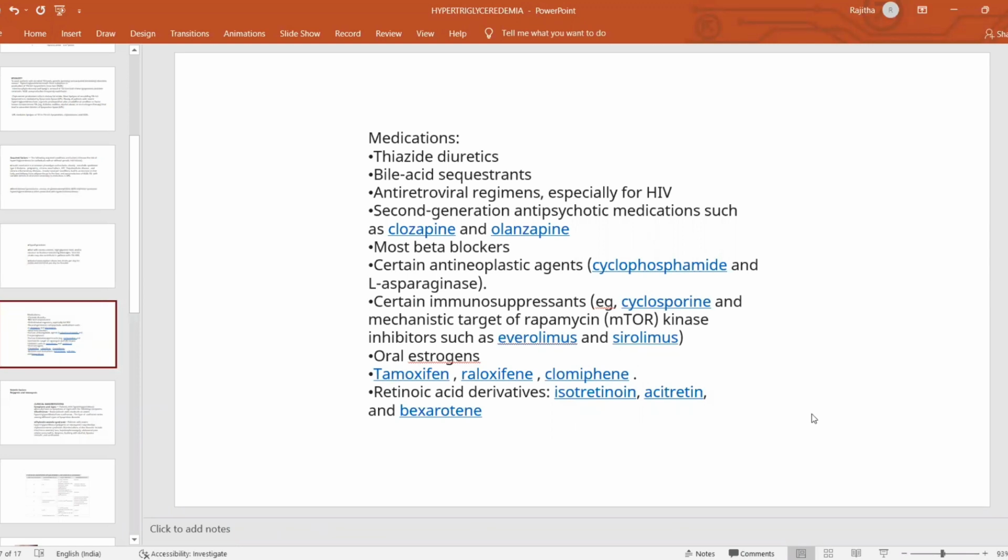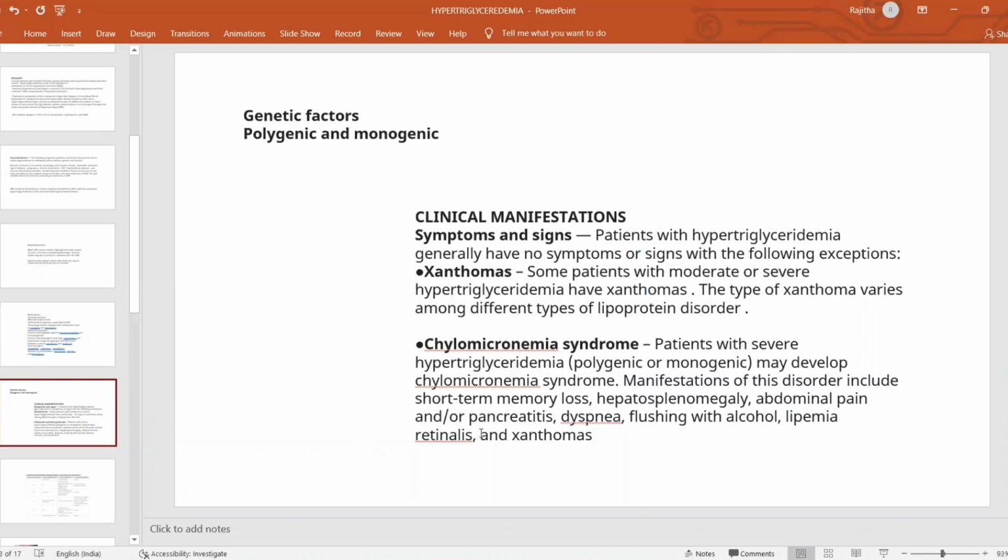Next are the selective estrogen receptor modulators: tamoxifen, raloxifene, and clomiphene. These also predispose to hypertriglyceridemia. Then retinoic acid derivatives: isotretinoin, acitretin, bexarotene. All these are used in acne vulgaris patients, especially severe acne. So baseline evaluation should be done so that you don't start the drug for patients who already have bad lipid levels. As already told, genetic factors include both polygenic and monogenic, which I haven't been able to discuss here.